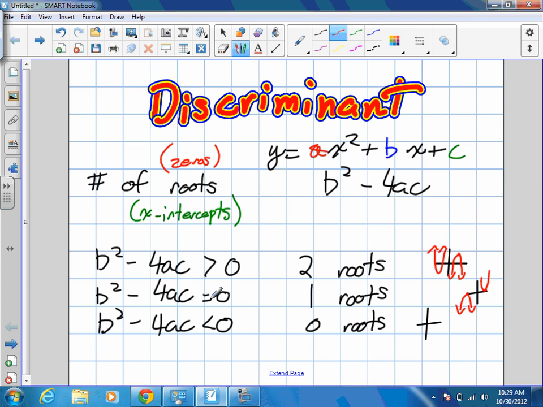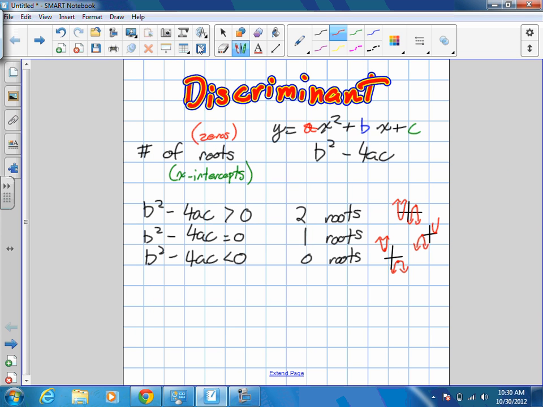And finally, if we have a number that is less than 0, that means we have no roots. And what they mean by no roots is there is still a parabola, but the vertex is either above the x-axis and facing upwards, or below the x-axis and facing downwards. So this will help us determine how many roots there are in an equation. So let's make up an equation here.